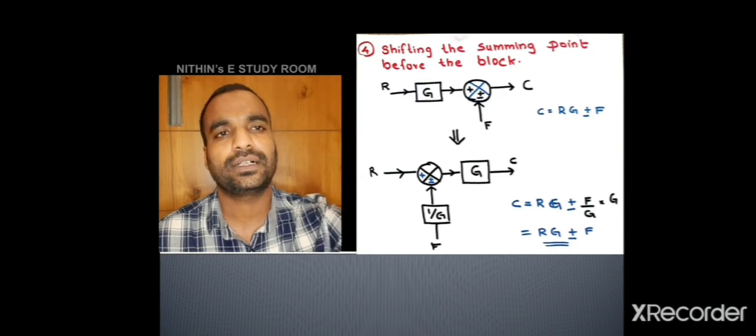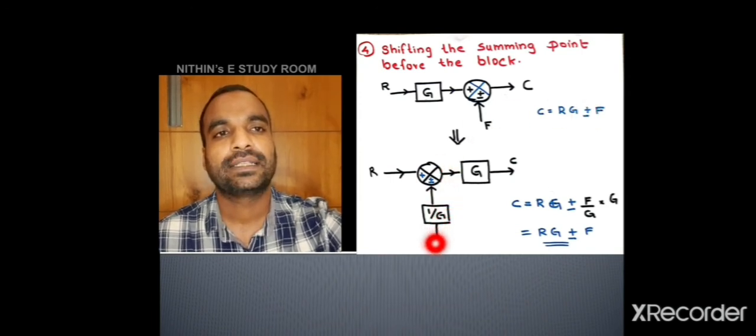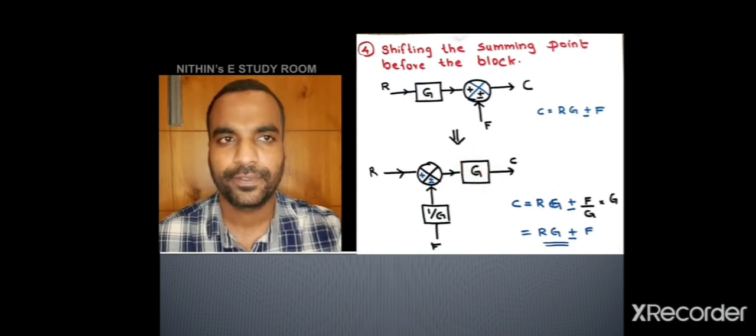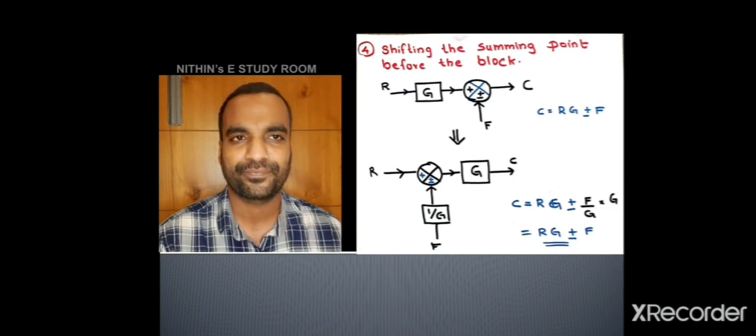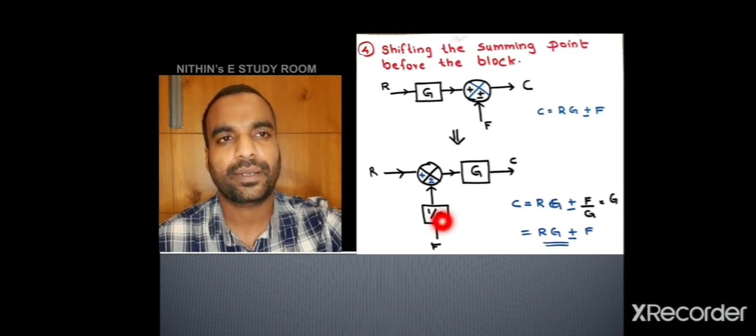Okay, now in the second figure you have done the task. You have shifted the summer block here. Anyhow, if you are directly shifting the summer block, what happened? Your output should be equal to RG plus or minus F. But actually this F is now passing through this G. So you have to avoid the effect of G in F. Ideally, now you don't know about this block. I am coming to the implementation of this block.